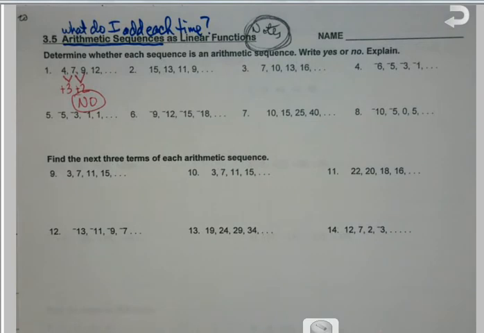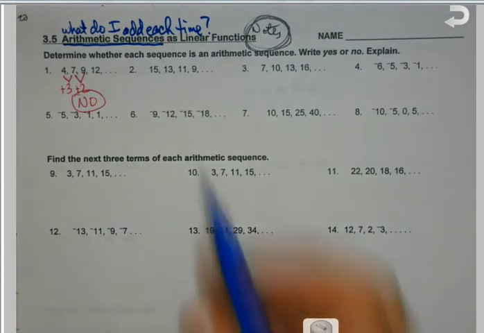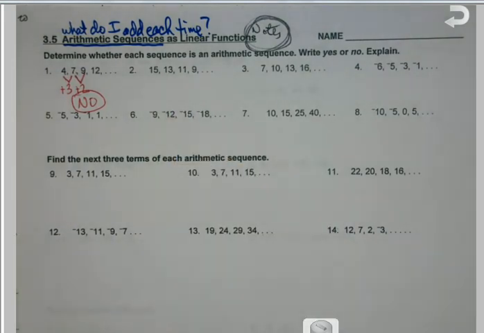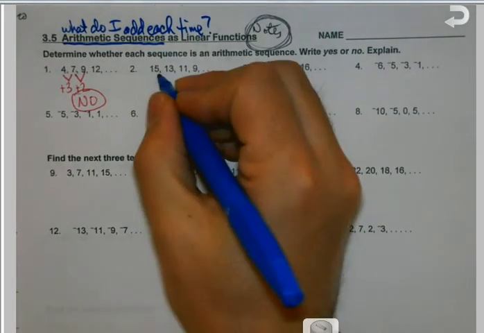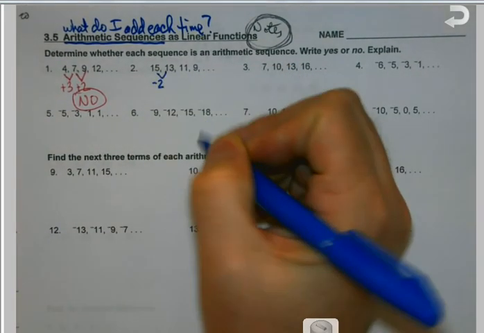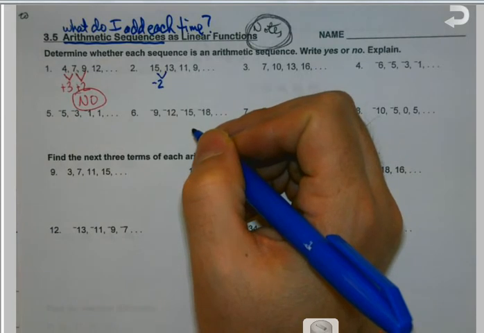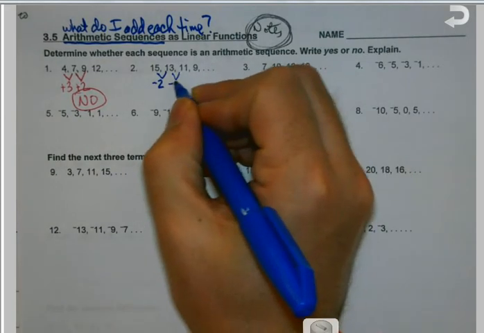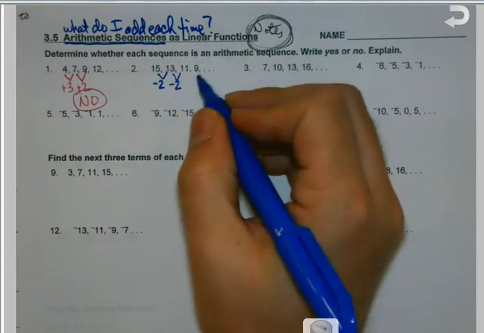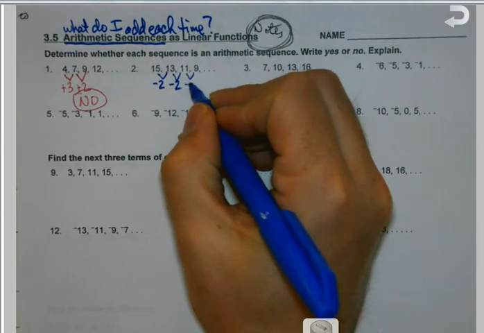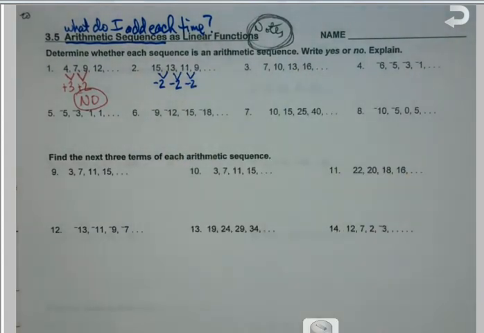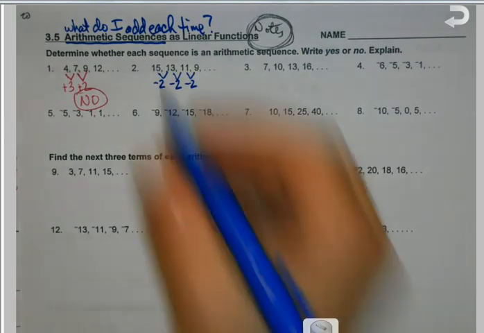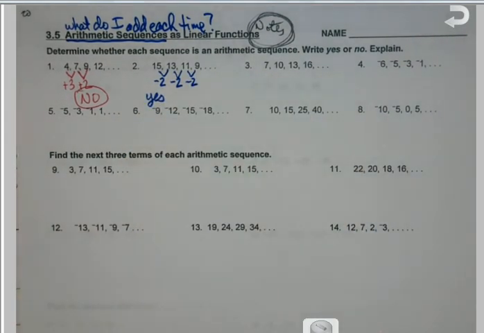Okay. Now, this one's going to seem odd because you're going to be, well, you're not adding, you're subtracting, but it's the same idea. How do I get from 15 to 13? A minus 2, okay. What about 13 to 11? Oh, the pattern's sticking. So if that pattern continues for all of them, because I keep minusing 2 each time, this is going to be a sequence. Yes or no?